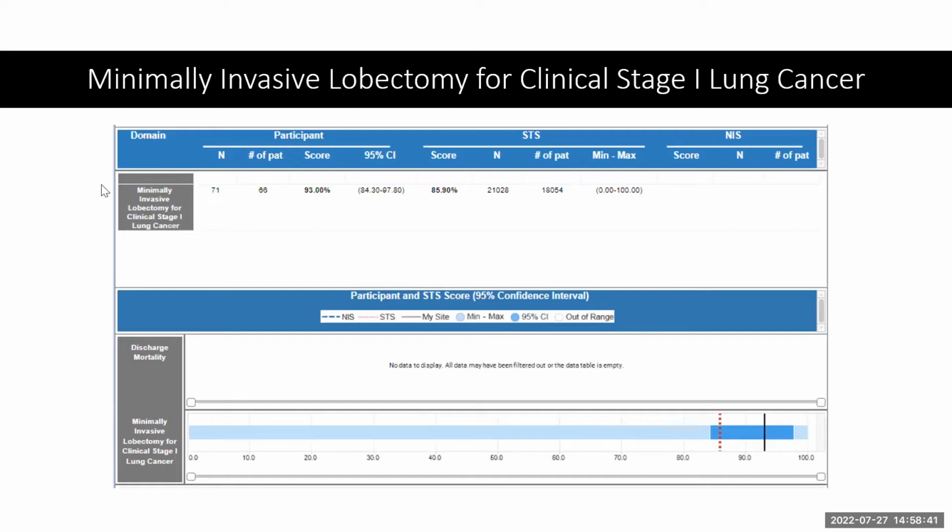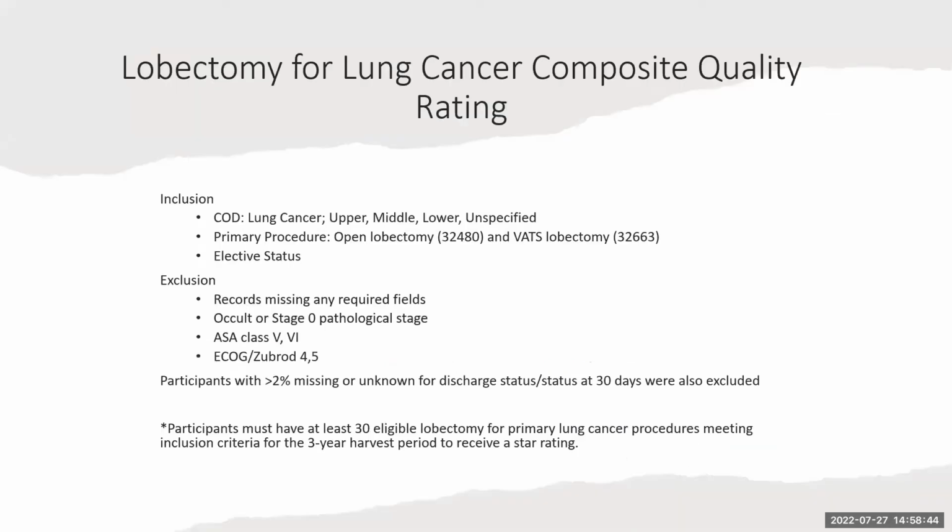Okay, so next slide. Now we're going to move on to everybody's favorite, the lobectomy for lung cancer composite quality rating, which we also know as the star rated report. I'm going to briefly go over the inclusion criteria, which I think most of us are familiar with. We have a primary category of disease of lung cancer, either upper, middle, lower, or unspecified. Your primary procedure is either an open lobectomy or a VATS lobectomy. And all of these are elective cases, so no urgent or emergent lobectomies.